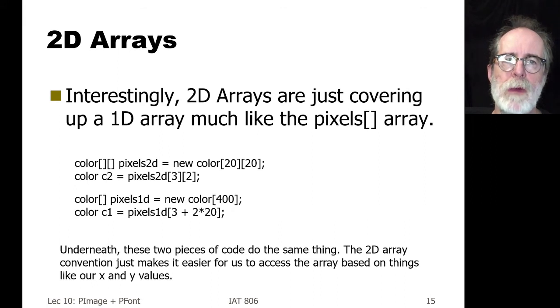Interestingly, behind the scenes, 2D arrays are just covering up, kind of reconstituting a one-dimensional array, just like the pixels array does. So behind the scenes, Java is implementing this 2D array as a one-dimensional array in which it's computing an index on the basis of x and y values. So these two things that I'm showing here are equivalent to each other, except of course the machinery of addressing is a little bit different. They do the same thing. The 2D array convention makes it simply easier for us to address the array based on our x and y values. It's a convenience, and computing an array index from two separate values is laborious. So creating a two-dimensional array is a lot easier.